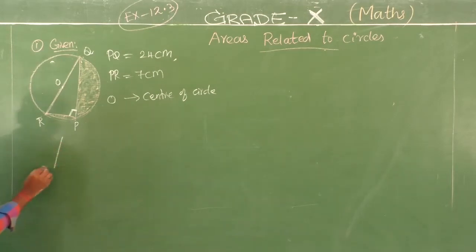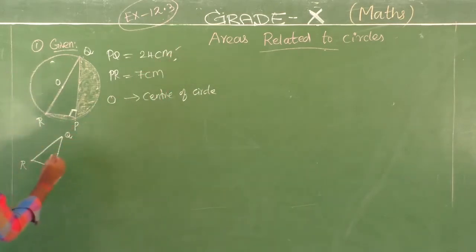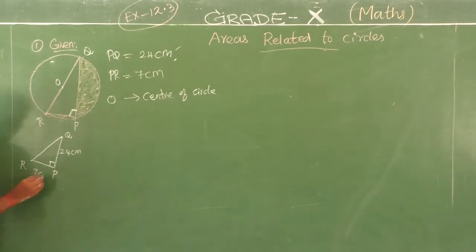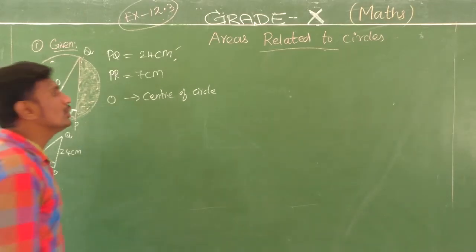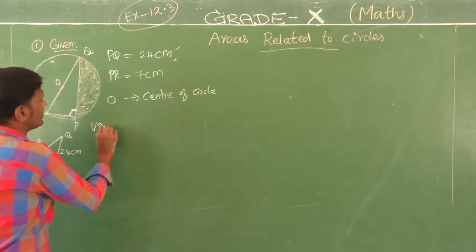Now I am going to take this triangle alone and draw it like this to use the Pythagoras theorem. The right angle is angle P. You are given PQ is equal to 24 centimeter and PR is equal to 7 centimeter. Now what are we going to find? QR, using the Pythagoras theorem.